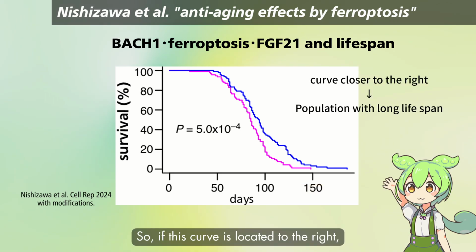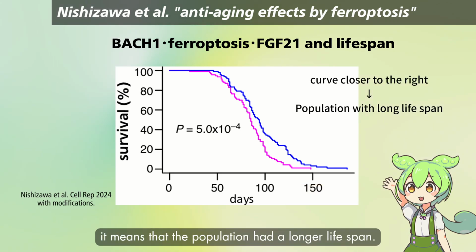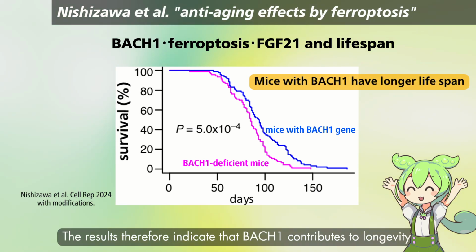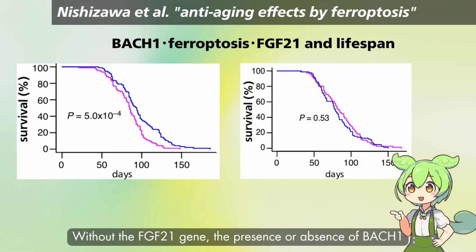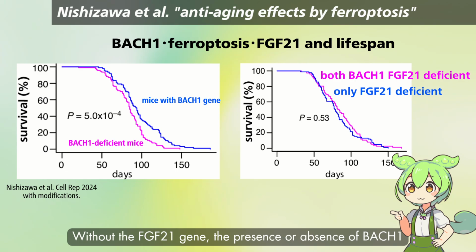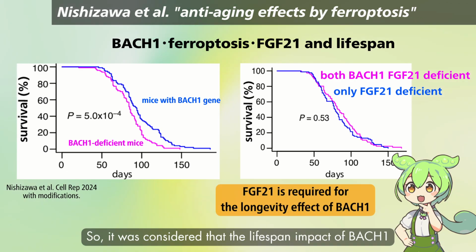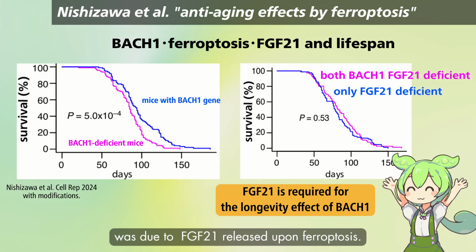So, if the curve is located to the right, it means that the population had a longer lifespan. The blue curve shows mice with the BACH1 gene, and the pink curve shows BACH1 deficient mice. The results, therefore, indicate that BACH1 contributes to longevity. Without the FGF21 gene, the presence or absence of BACH1 made no difference to lifespan. So, it was considered that the lifespan impact of BACH1 was due to FGF21 released upon ferroptosis.